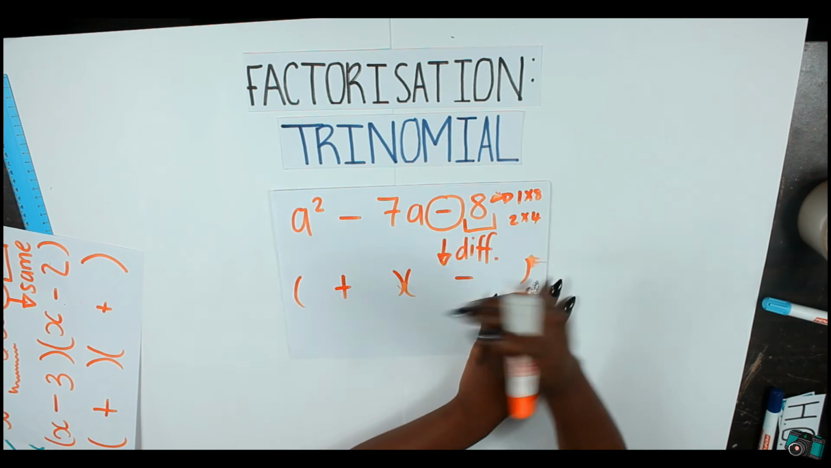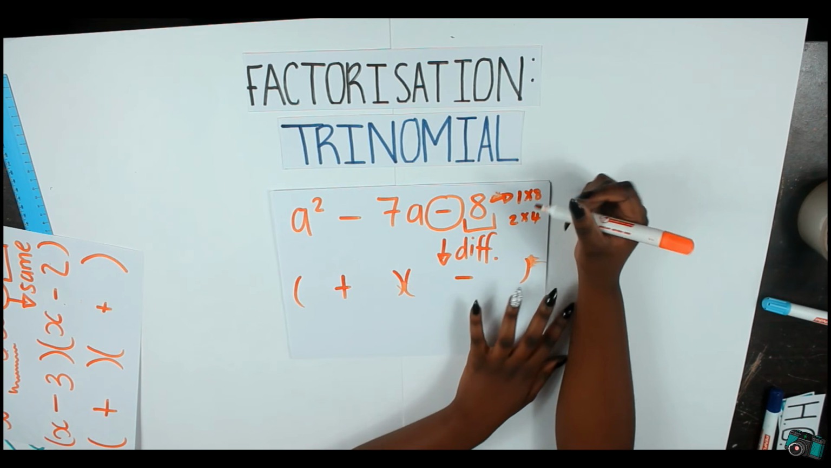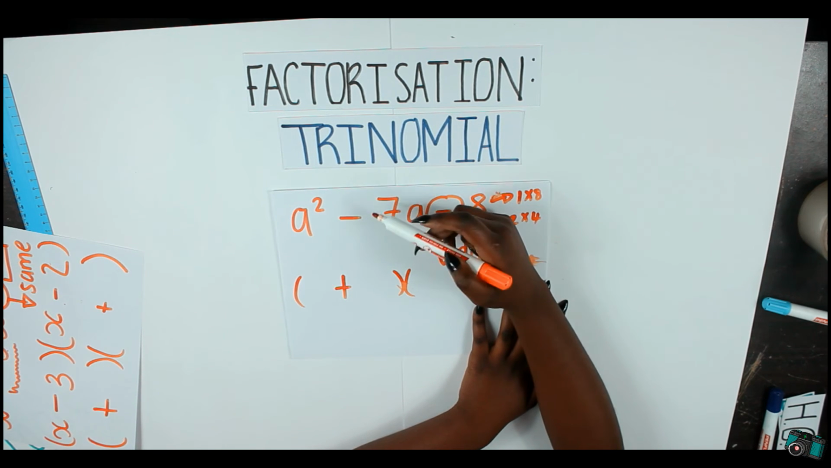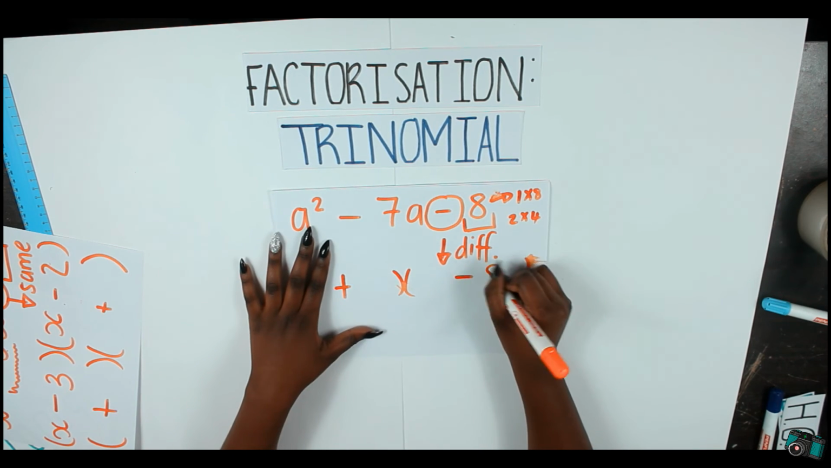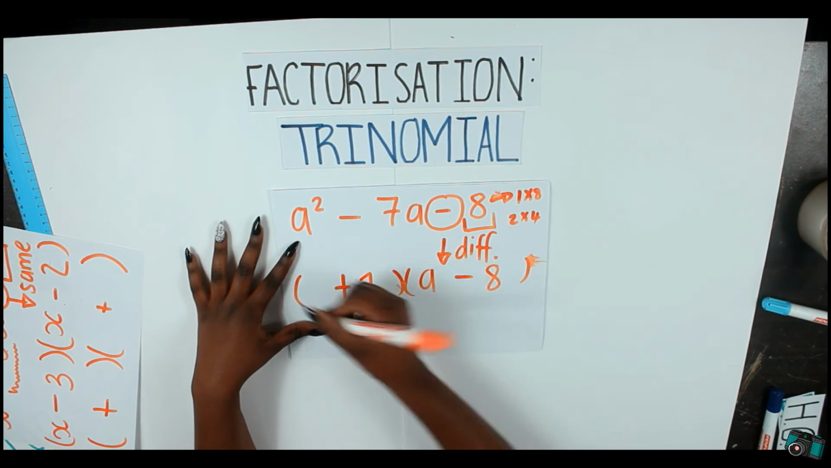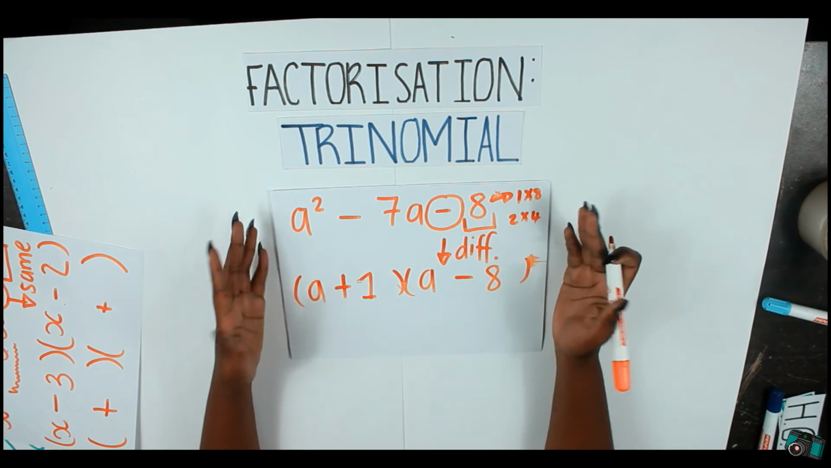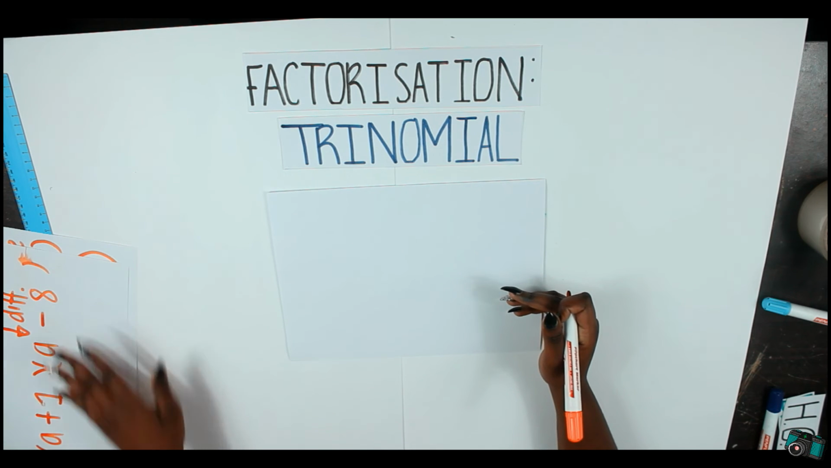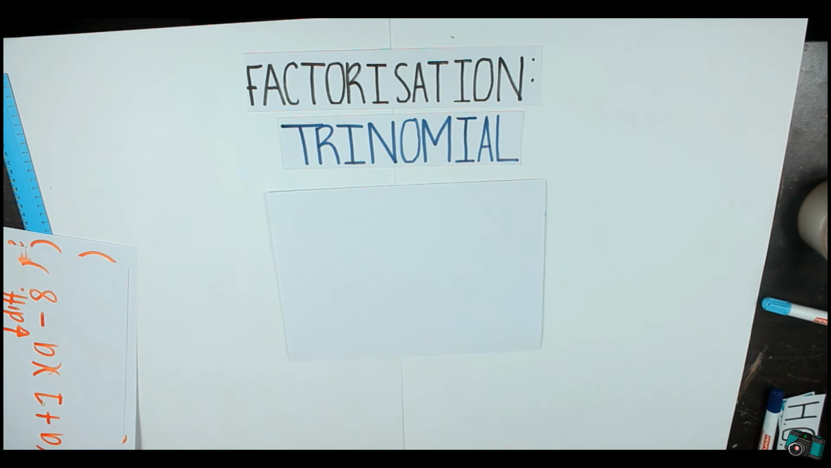How will you get to negative 7? Minus 8 plus 1 gets you to negative 7. So minus 8, positive 1, and then a there, and then a there gets you to negative 7. So that's mainly how it works with a trinomial.